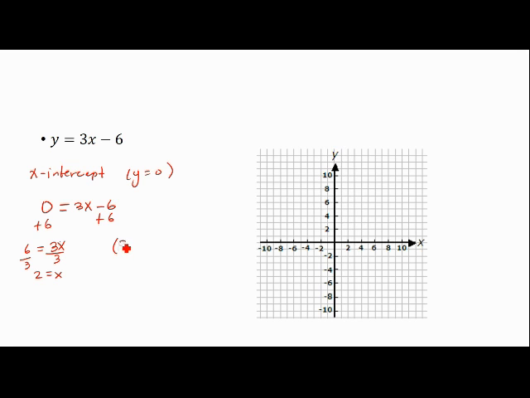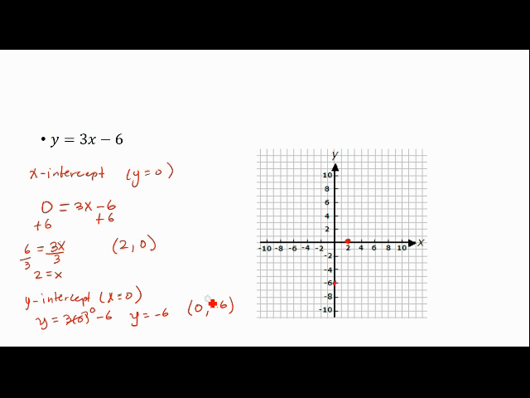So this point here is 2, 0. So we have it here, 2, 0. And now, to find the y-intercept, you have to make x equals 0. And in this case, when you replace, you get y equals 3 times 0 minus 6, which means that in this case, y is equal to negative 6. So our point here is 0, negative 6. That's our y-intercept, and that's right here.